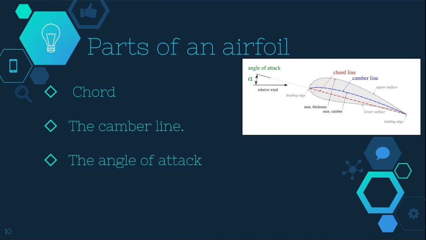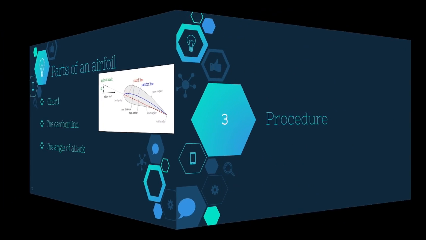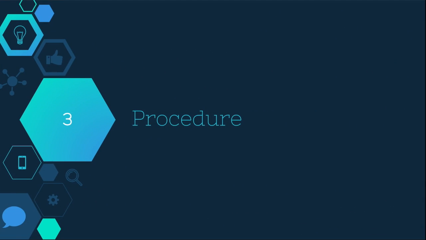Then comes one of the most important aspects of the airfoil to our project, which is the angle of attack. This is the measure of the direction of the wind to the chord line. This is from Nakamura, 1999. Now that we reviewed our literature, let's move on to the procedure.